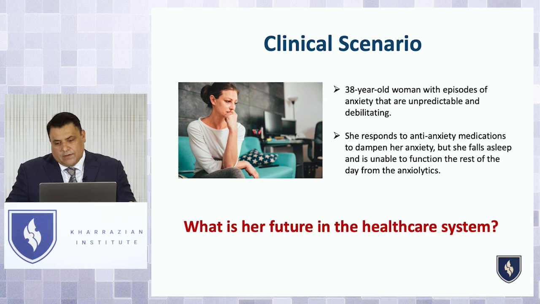Because there's another common clinical scenario. A 38-year-old woman with episodes of anxiety that are unpredictable and debilitating. She responds to taking anti-anxiety medications to dampen her anxiety, but she falls asleep and is unable to function the rest of the day from the anxiolytics. So there are so many people that have anxiety disorders. And of course, the anti-anxiety medications can dampen the effects, but they also sedate people and they lose their ability to function. And so what's the 38-year-old going to do for the rest of her life? And is this getting worse over time? And what are the mechanisms behind that?